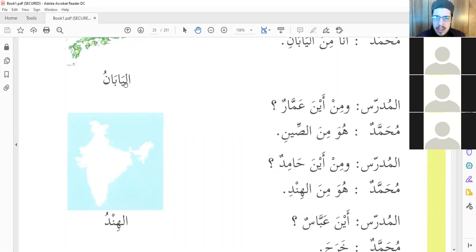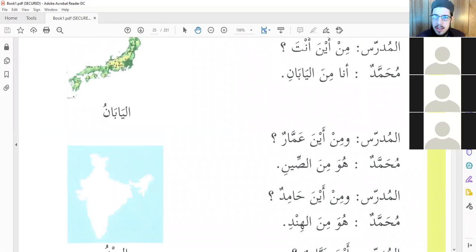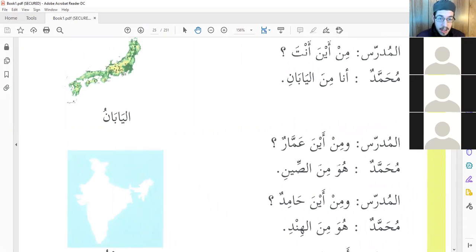Now I will need two volunteers. I'm going to go down my list here. I'm going to assume I have two people with me from the Sheikh family, and I will ask two people from the Sheikh family to participate with this dialogue. One of you will be Al-Mudarris, the teacher, and the other one will be Muhammad.